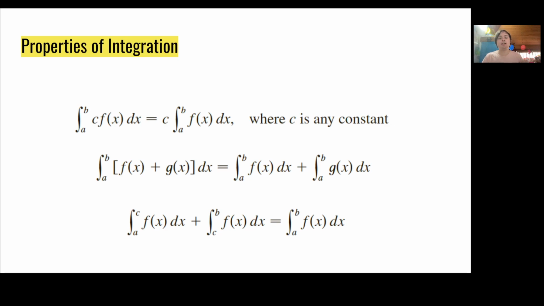And so now another property is that if you integrate the same function over two different regions, such that you go from x equals a to x equals c, and then you go from x equals c up to x equals b, then you could have just integrated from x equals a to x equals b.